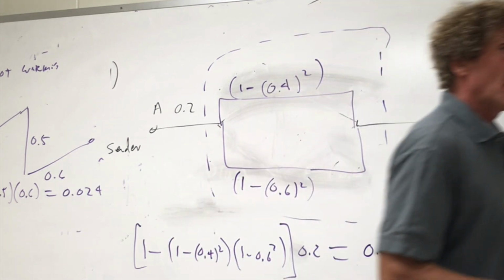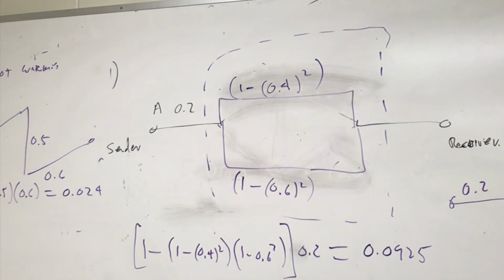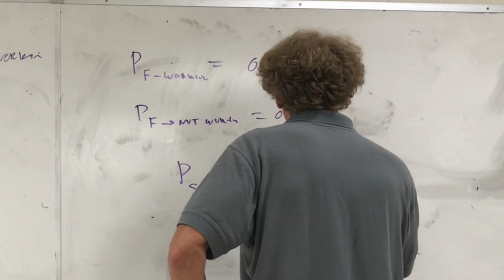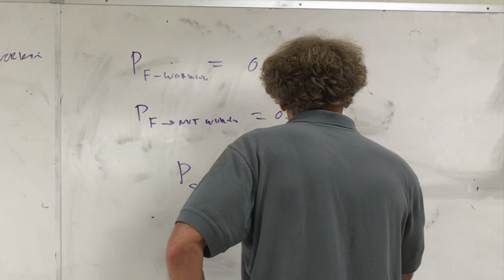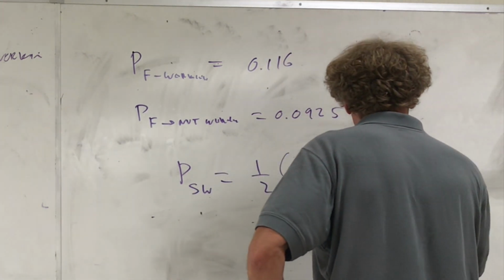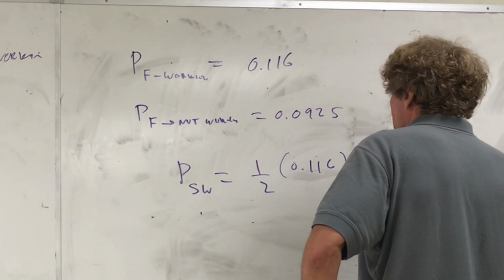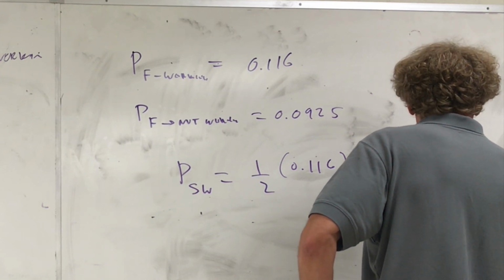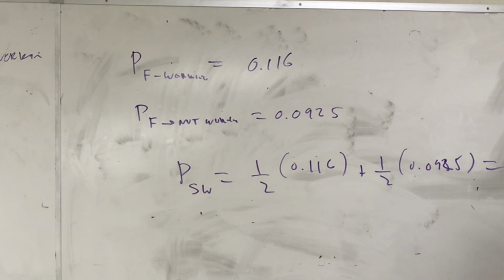All right, now probability of the system working is going to be 1/2 times 0.1155, I think. I'll just put 116 plus 1/2 times 0.0925. What is that? 0.104.